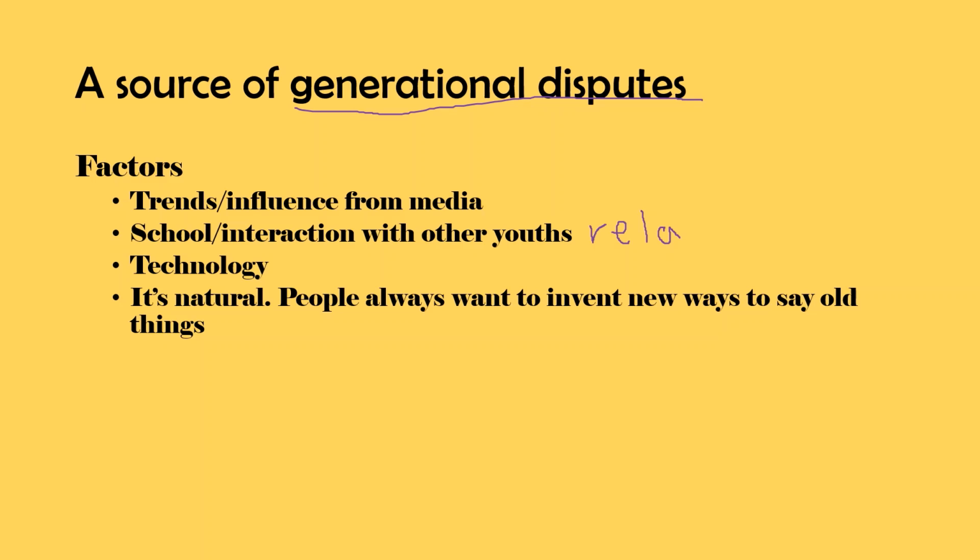The third one is technology, which I think we will discuss in greater detail later on. Technology would be stuff like SMS, WhatsApp, and emojis, especially emojis, which allow for different or shorthand terms that people can use to message their friends. I'll talk more about that later on. And the last one is that it just happens.